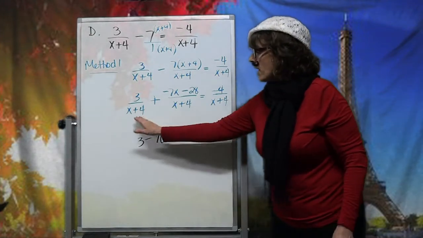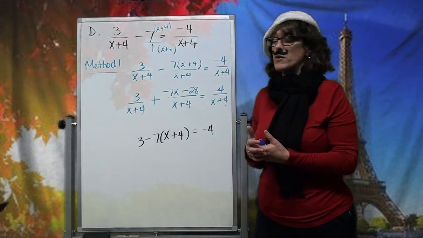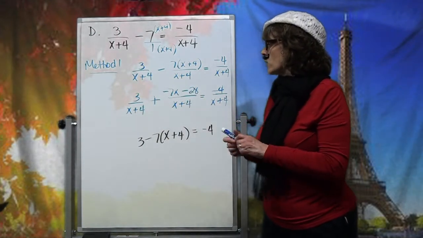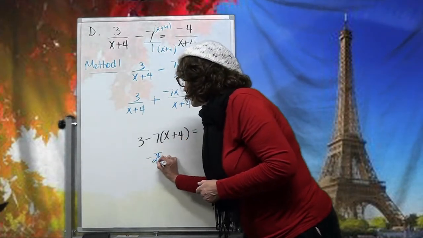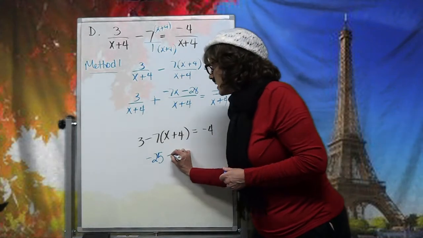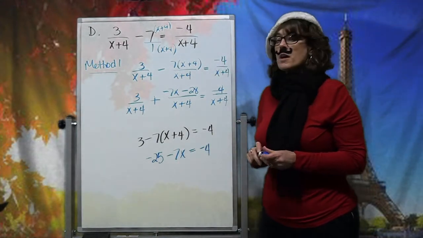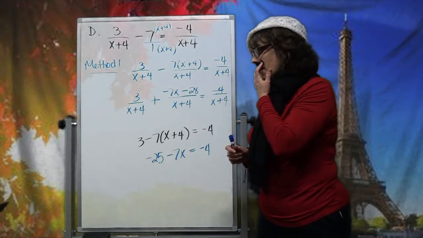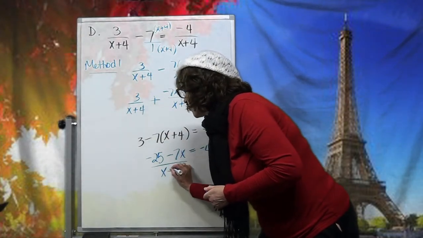Because at this point, I've got common denominators all the way across. I've adjusted all my numerators. I'm going to combine those numerators, and I'm going to say 3 plus negative 28 is going to be a negative 25. And then plus that negative 7x equal to a negative 4. And I've dropped all those denominators because I've combined them all up. In other words, when I combine these two, it's all over an x plus 4.